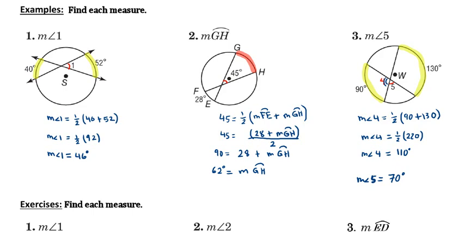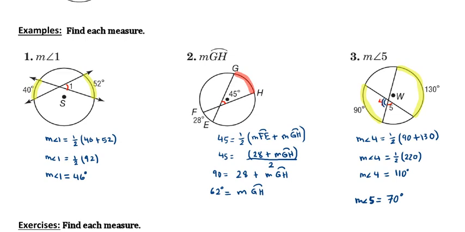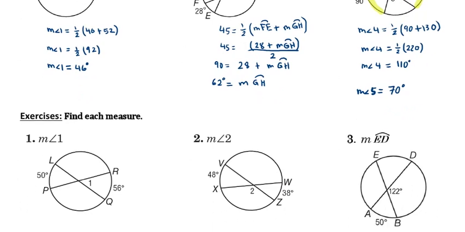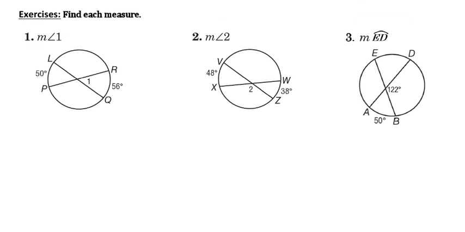And that's how we find the measure of angles that are formed when chords or secants intersect inside the circle. But we could also find the measure of the arc given the other two pieces of information. I'm going to leave for you the 3 exercises here. Practice with them, and don't forget to do your homework.